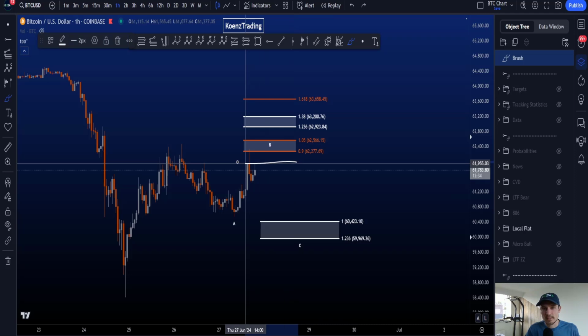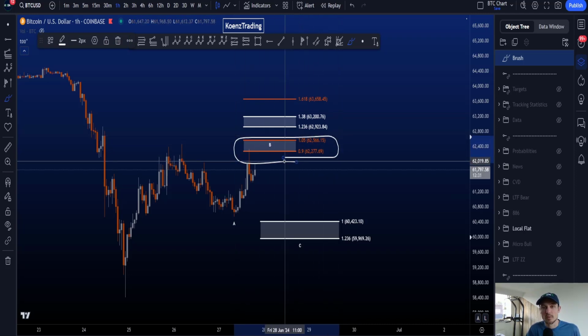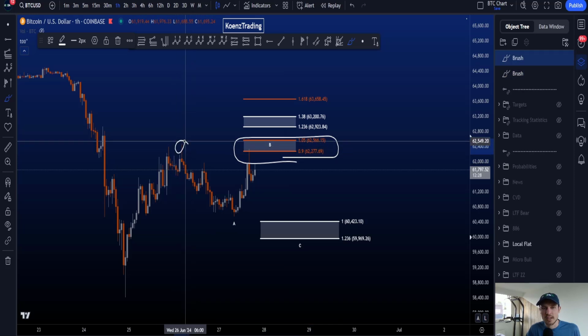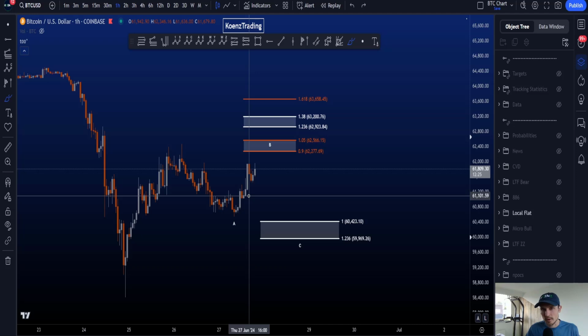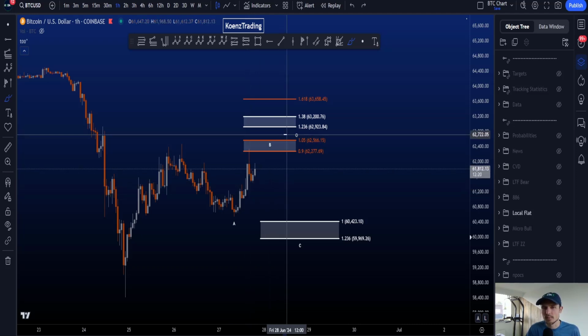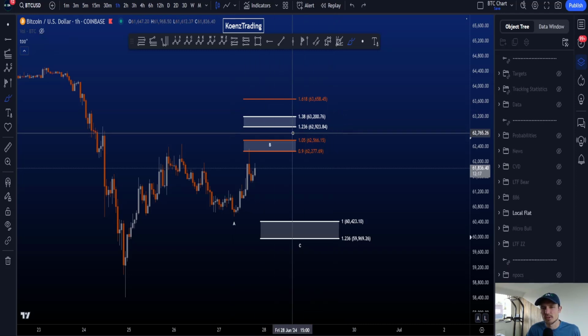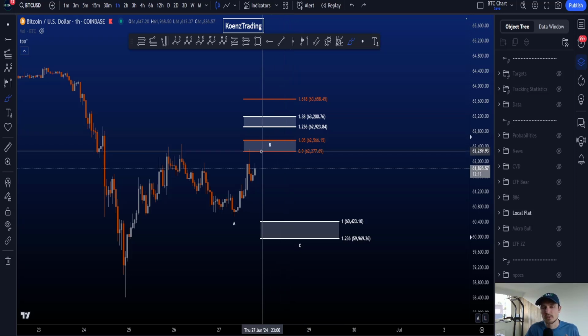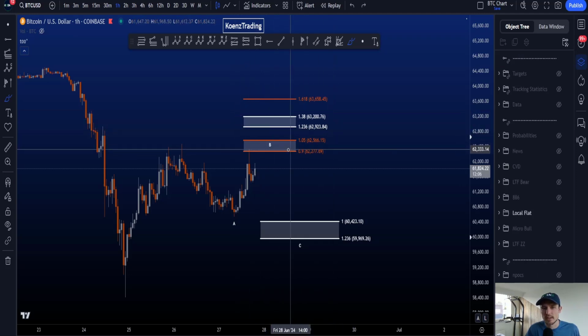A regular flat has a wave B common target between the 0.9 and the 1.05 Fibonacci taken from the start to the end of your wave A. However, the most common flat pattern is an expanding flat, where the target for your wave B is actually just a little bit higher between the 1.236 and the 1.38. 62.9K to 63.2K. So if we do move to the upside, we have to pay attention to this area here.